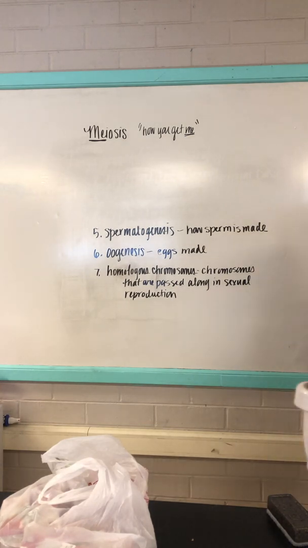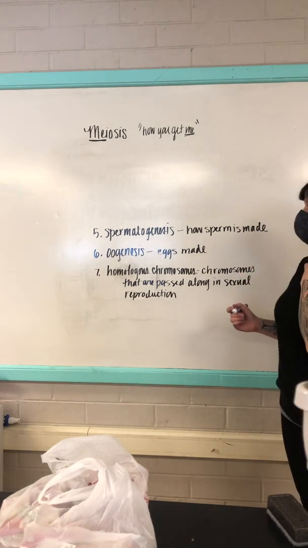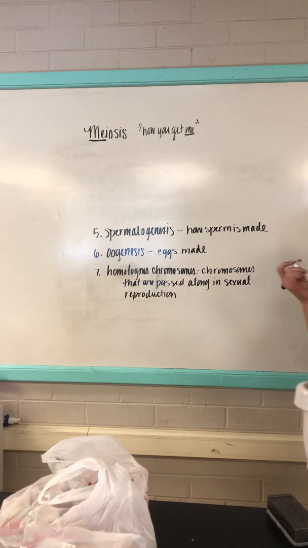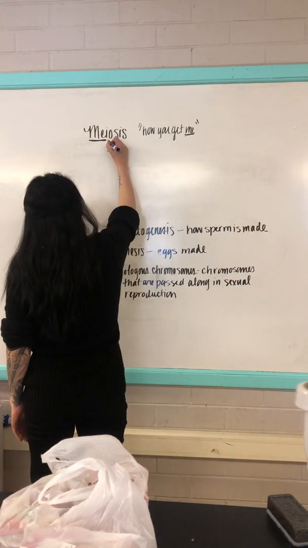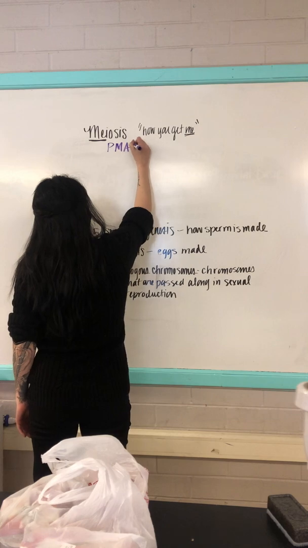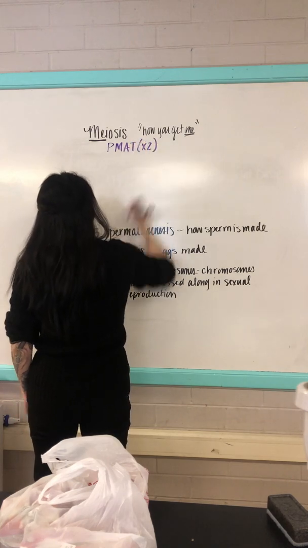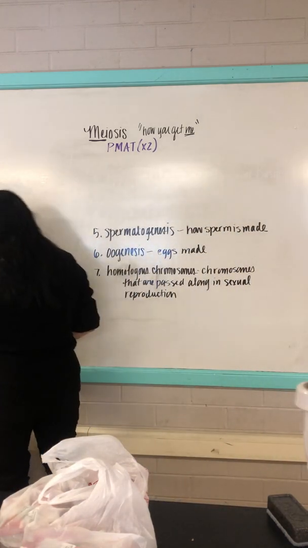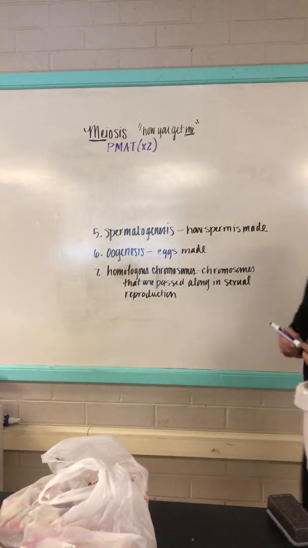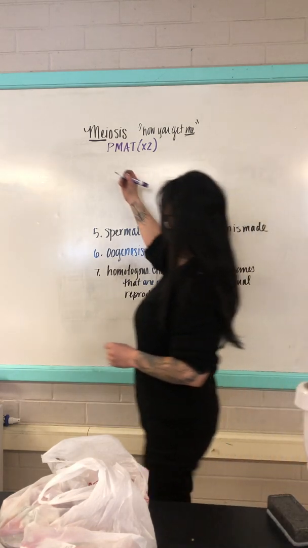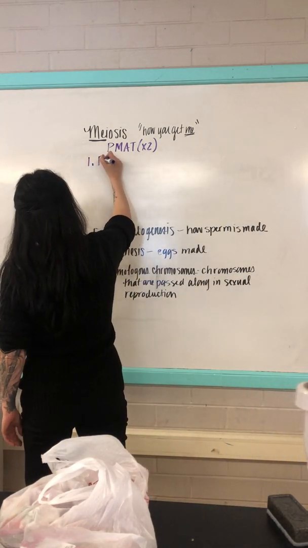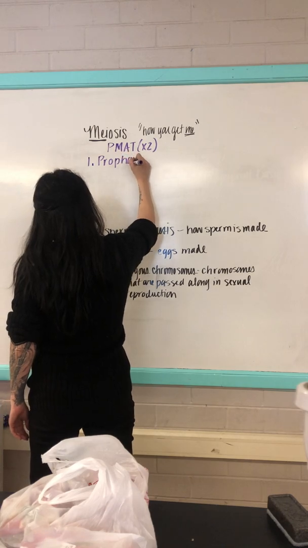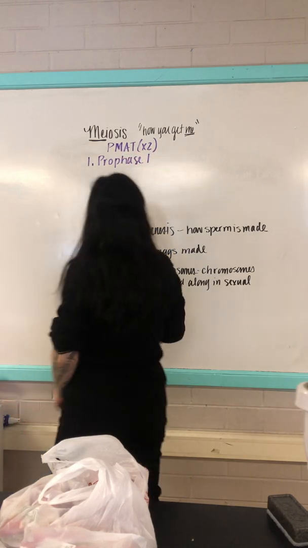Okay, so meiosis goes through basically two stages, just like we've already talked about with mitosis. So it's going to have the PMAT part of it times two. So what does the P stand for? Prophase. So there's prophase 1 with it.